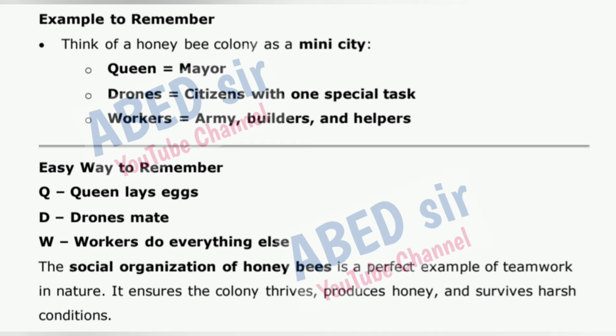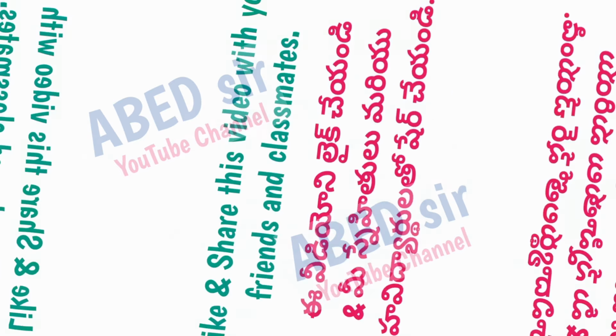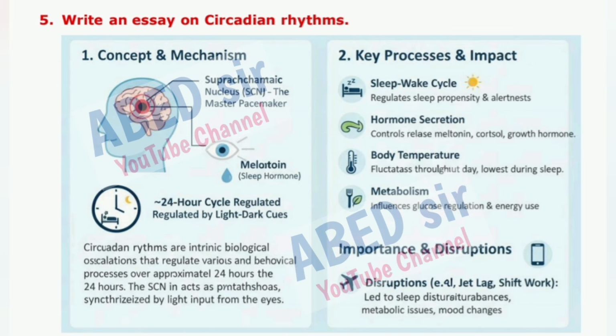The social organization of honey bees is a perfect example of teamwork in nature. It ensures the colony thrives, produces honey, and survives harsh conditions. Next important long question is 5. Write an essay on circadian rhythms.